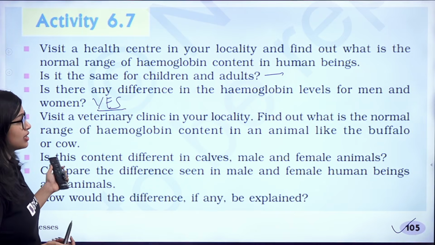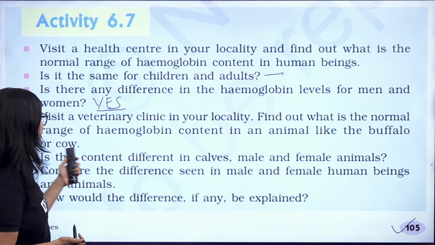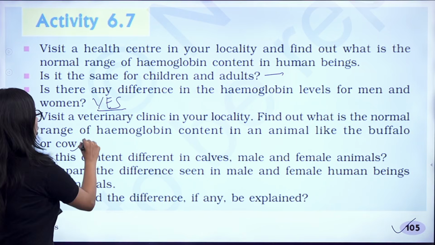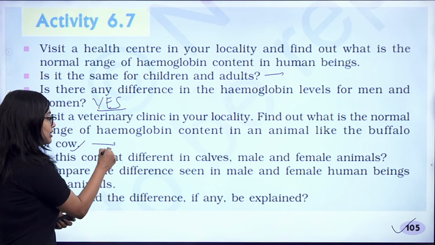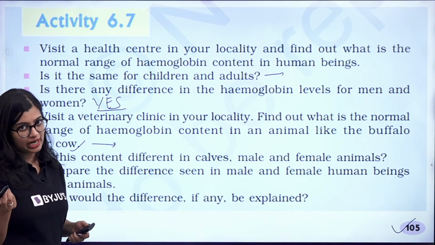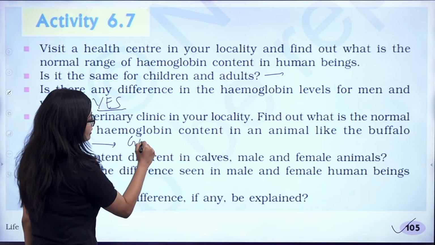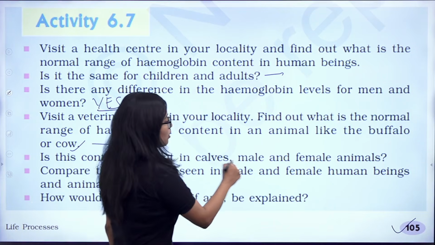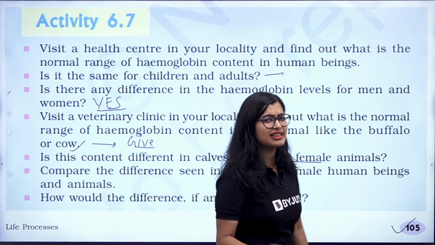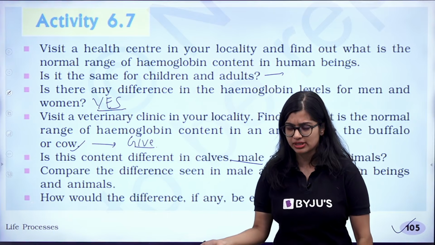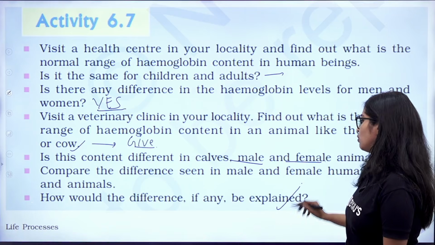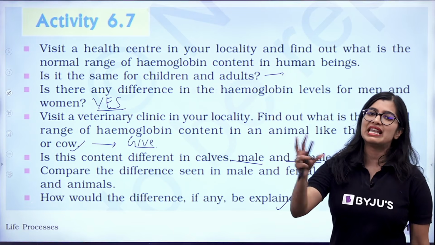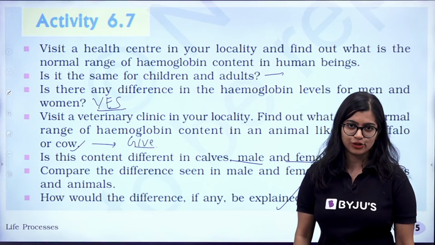Then, of course, here they are asking you to visit a veterinary clinic in your locality and find out the normal range of hemoglobin in an animal like buffalo or cow. Again, this is not something that they will ask you to find out at that given point. This is something that they might give it to you, right? They may give you the hemoglobin level in a cow. They may give it to you how much is there in male and how much is there in female, and they may make you identify what is the difference. So the question could be given to you in that kind of a manner. But again, there are only slight differences that we observe in the range of hemoglobin.